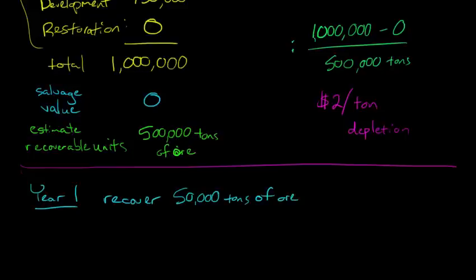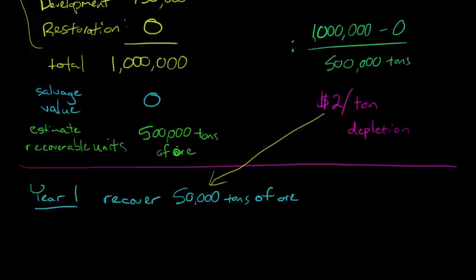Now what do we do? How do we make the journal entries? Well, we're going to have depletion, which is $2 a ton. So we take that $2 and multiply it by that 50,000, and that's going to give us 100,000. Right? Now what do we do with this?